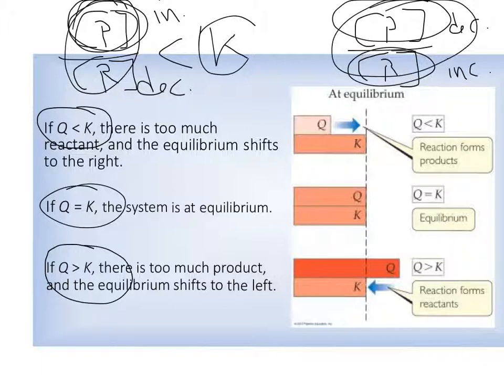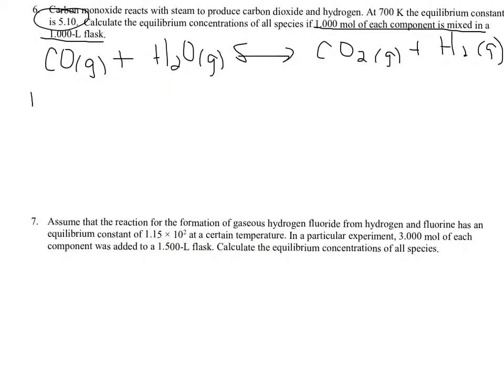So let's take a look at when we would need to worry about this, when we want to assess this, and take a look at one of the problems that we have on one of our worksheets. Okay, so here we've got a reaction between carbon monoxide reacting with steam, producing carbon dioxide and hydrogen. I've got the balanced equation written out here: carbon monoxide as a gas, H2O as a gas, reversibly producing carbon dioxide and H2 as a gas. We're told the equilibrium constant is 5.10, and that we have 1 mole of each component in a 1 liter flask.